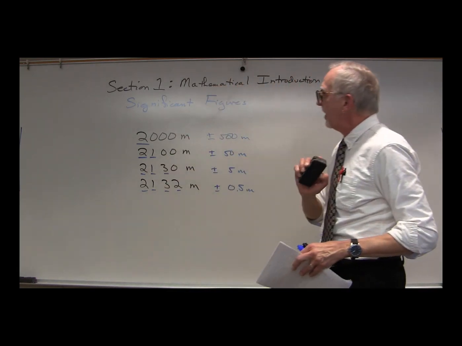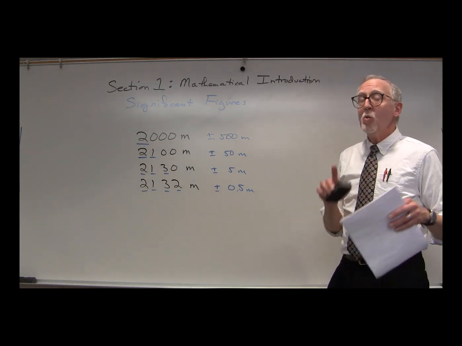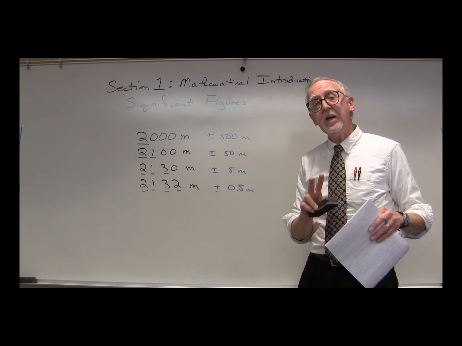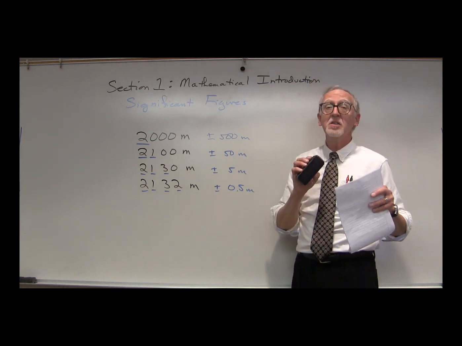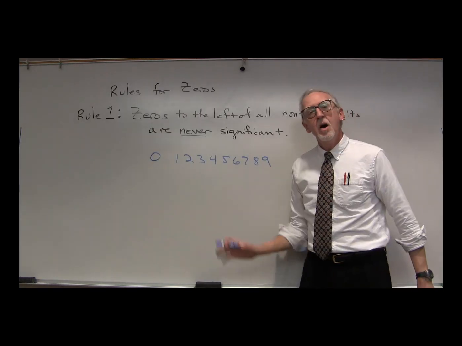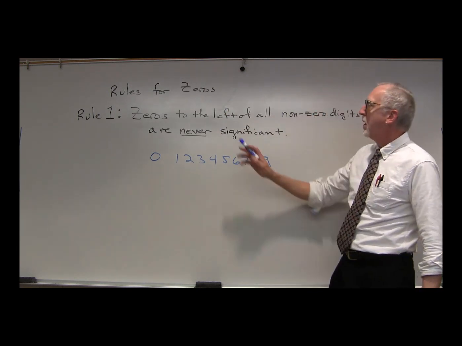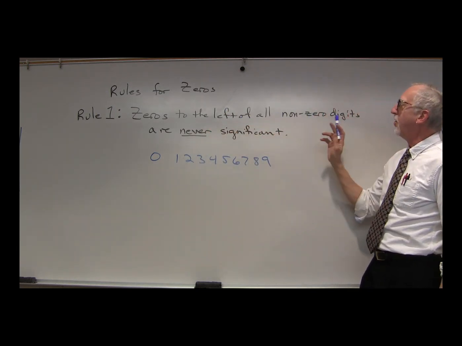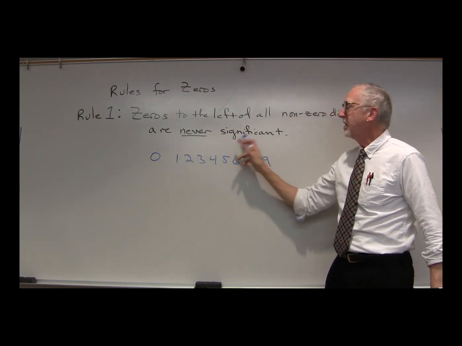Now, let's go back to these zeros. Are zeros significant or not? Well, that depends. There are 3 rules that we will keep in mind as to whether zeros are significant or not. Let's go over those one at a time. The rules for zeros. Rule number 1. Zeros to the left of all non-zero digits are never significant.